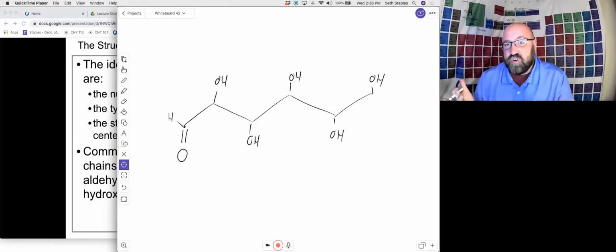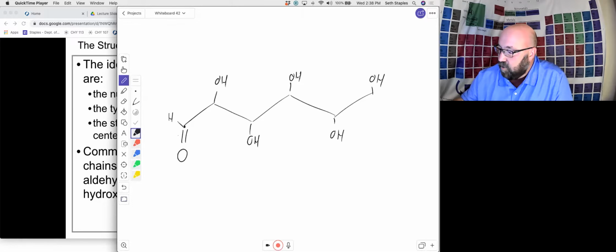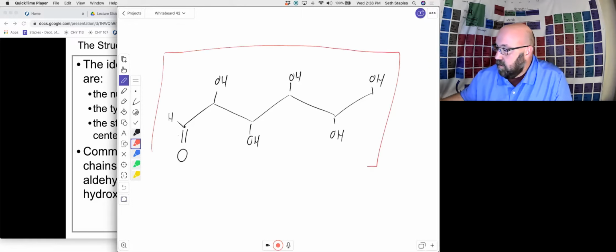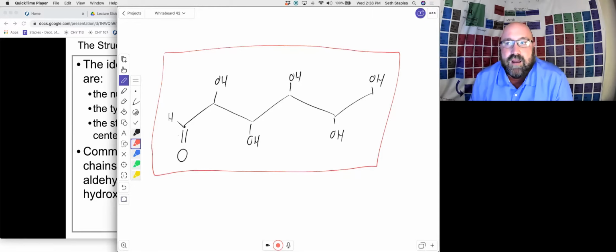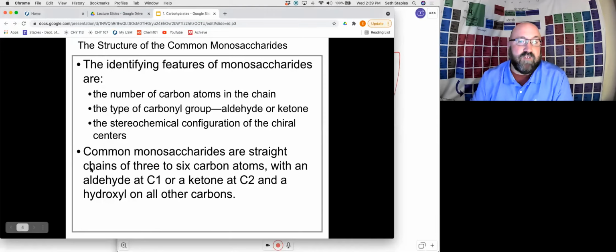Thinking about our VSEPR shapes that we talked about earlier with that three-dimensional shape, that's what that stereochemical configuration is all about. Which direction are those OHs facing? Because that will make a difference as well. But as just a generic carbohydrate, this is a good depiction of one: a 3 to 6 chain carbon molecule with an aldehyde or a ketone, aldehyde at C1, ketone at C2, and hydroxyls on all other carbons. This would be a very generic picture of a carbohydrate.